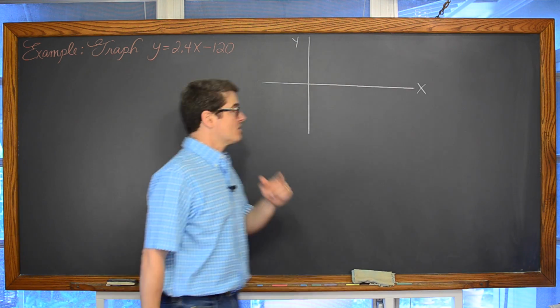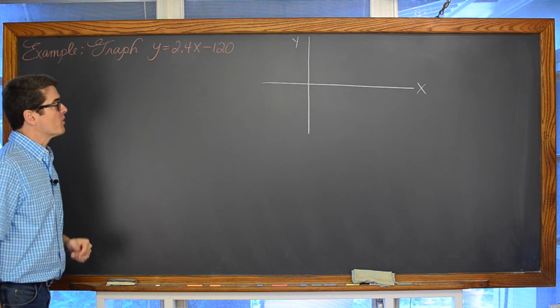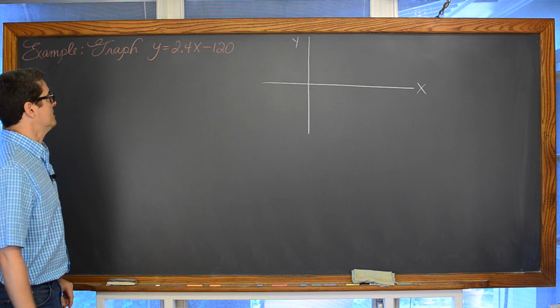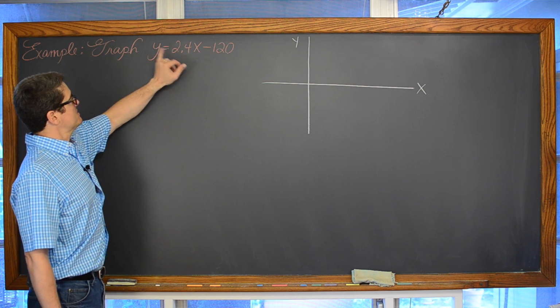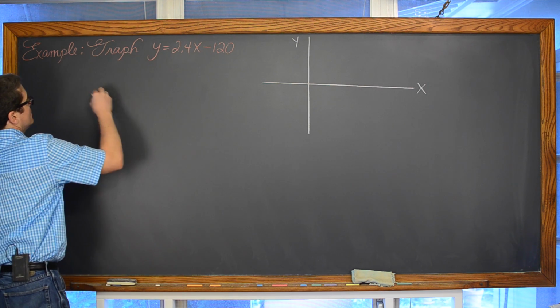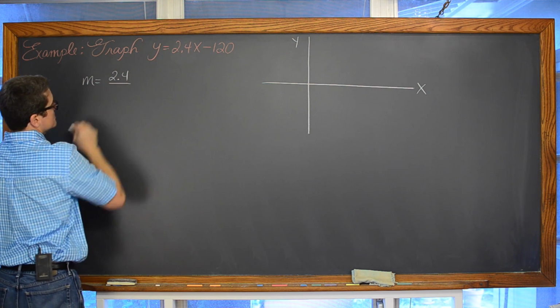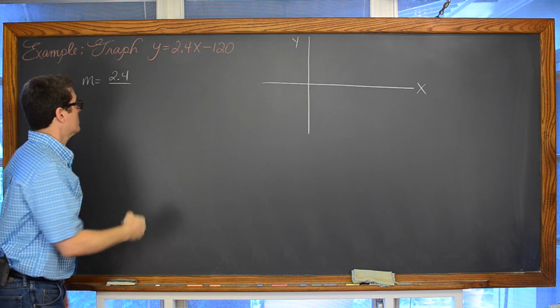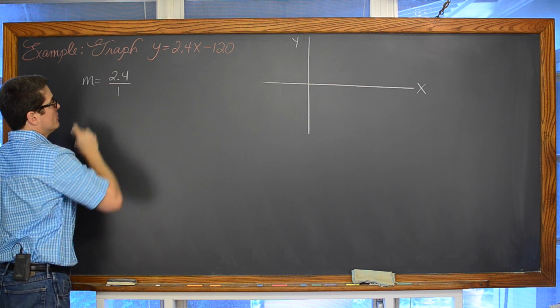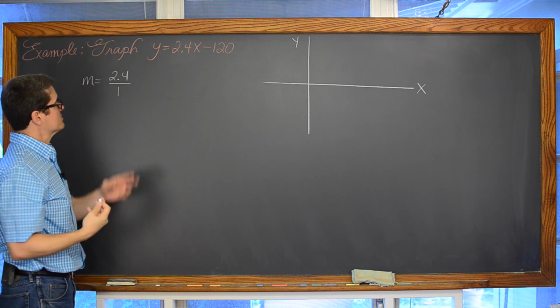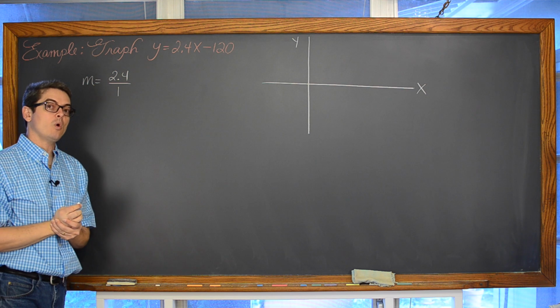Alrighty, let's get that equation graphed. We have y is equal to 2.4x minus 120. Of course, the manatees killed again by the boats. So we have a slope of 2.4. Slope is rise over run, so we have a rise number, now we need a run number, and it's not written as a fraction, so we need to write that as 2.4 over 1.